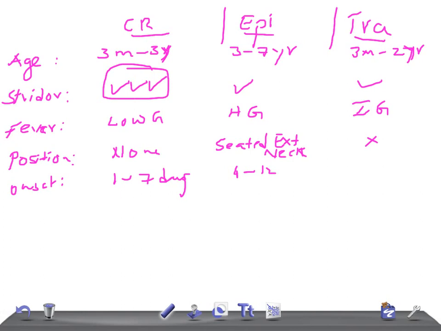In tracheitis, the prodrome starts from 3 days, and it can decompensate within hours, 3 hours. It's not B, it's a 3. Right. Now let's talk about the pathogen.